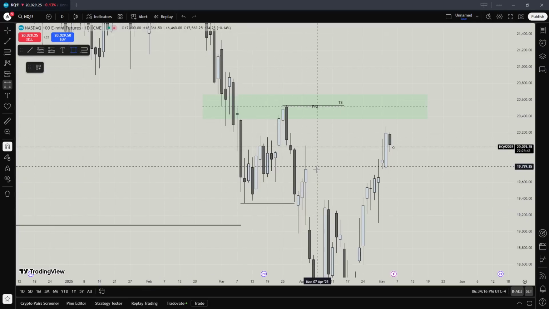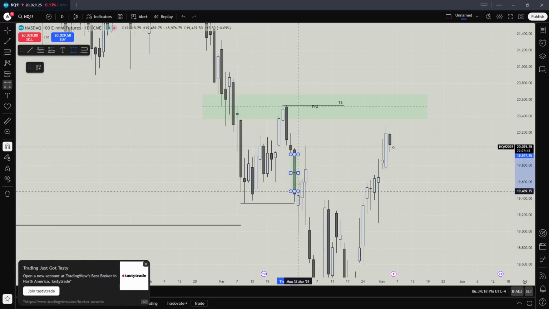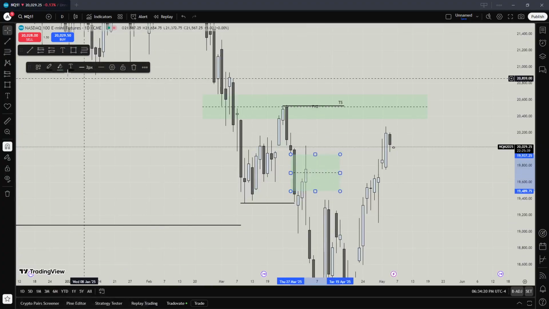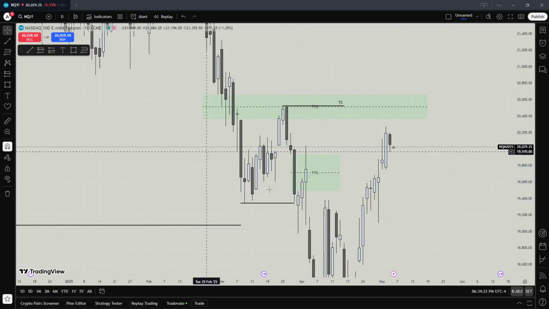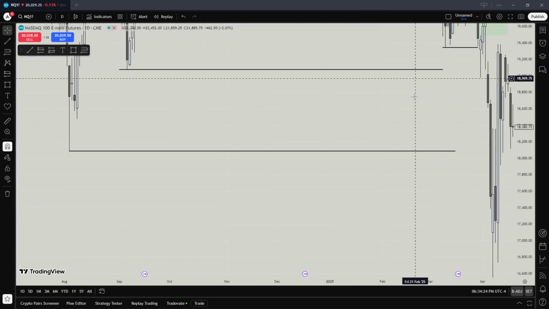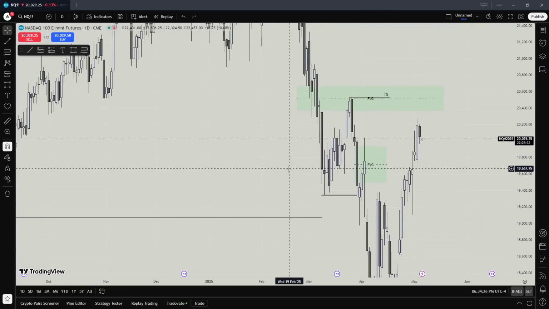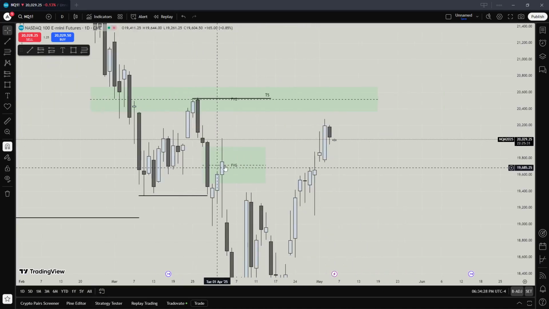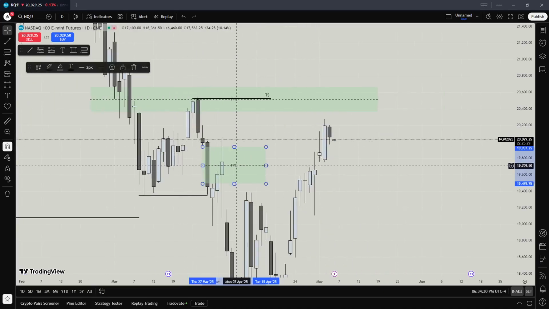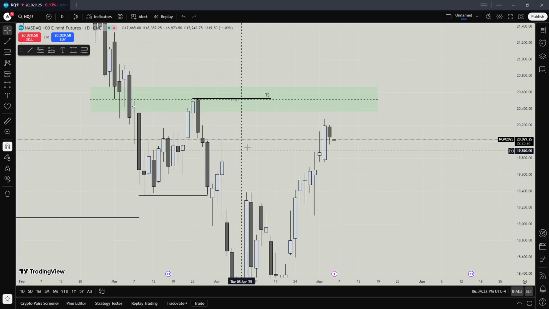And what happens after that? We get a nice respect of this fair value gap. And that should happen, right? Because like I said, this is not our only draw on liquidity. We want to see all of this taken out prior to finally moving up. So this fair value gap, this daily fair value gap should hold. If we're continuing down, that's going to hold.